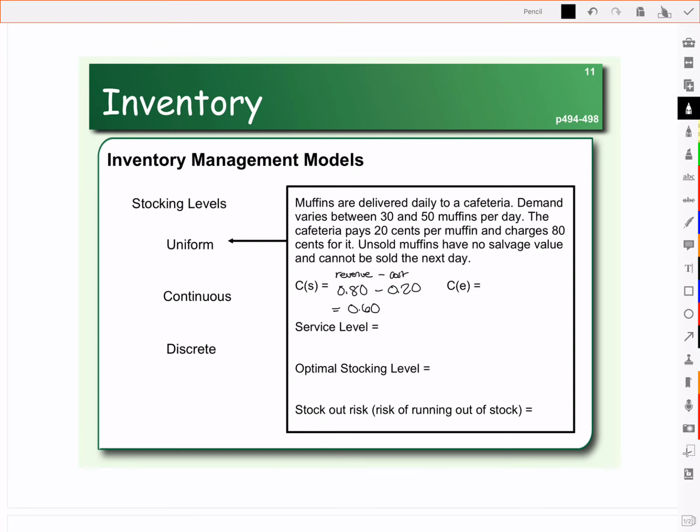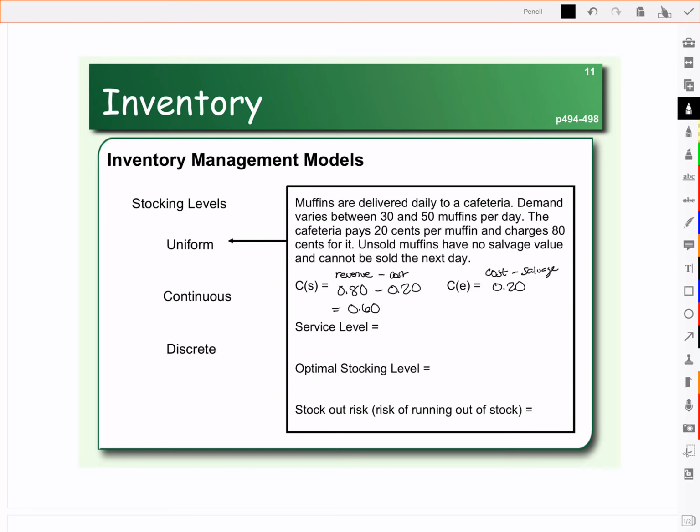Now, what's the cost of excess? Well, if we have leftover muffins, what's the cost to our business? The cost of excess is the cost to buy the muffin from our supplier minus any salvage value. If there's no salvage value, then the cost of excess is just the 20 cents we paid for that muffin. And since nobody bought it, we're out 20 cents.